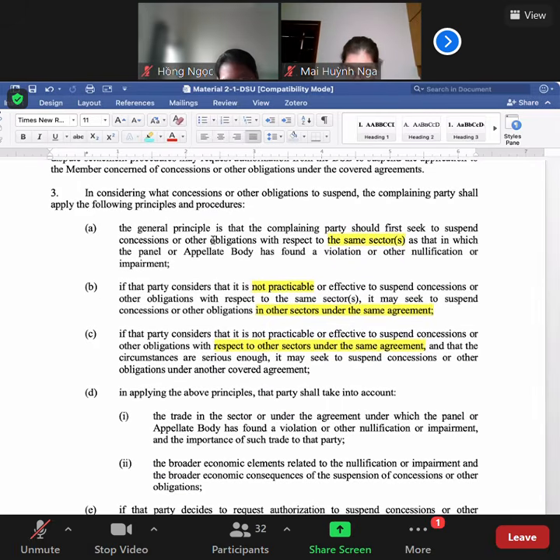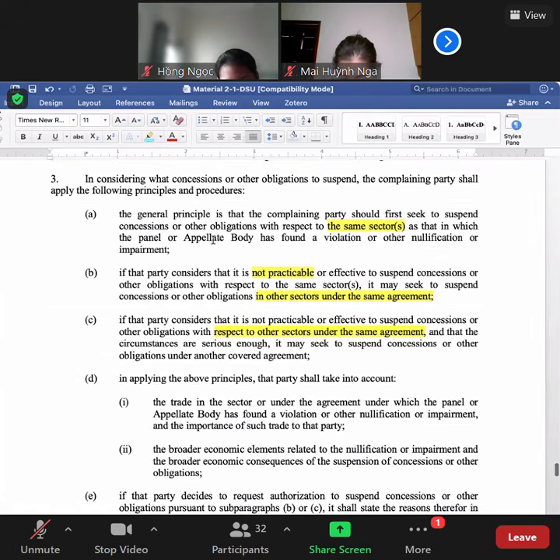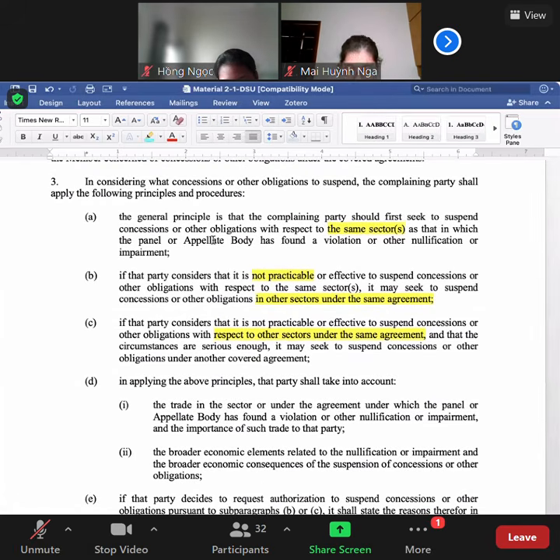the suspension of the obligation under the system. Now here we need you to focus on paragraph 3 of Article 22.